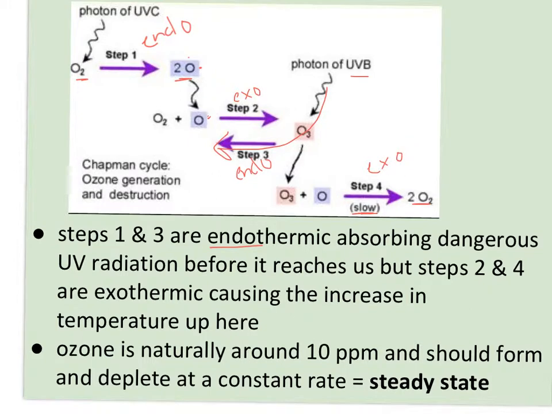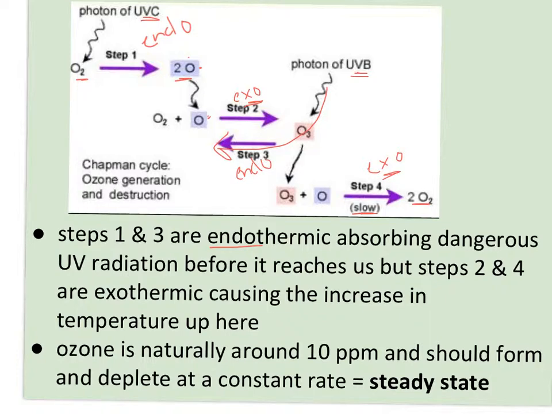So the 2 endothermic steps are absorbing the dangerous radiation, and UVC is the higher frequency, which is why it can break the O2 bond. UVB is slightly less frequency, slightly less energy, but they're both dangerous to us. But then we also have 2 exothermic steps, which is why the atmosphere actually gets slightly warmer there, because of these exothermic steps. All said, ozone is naturally around 10 parts per million.